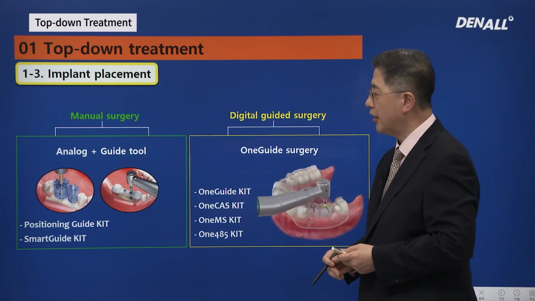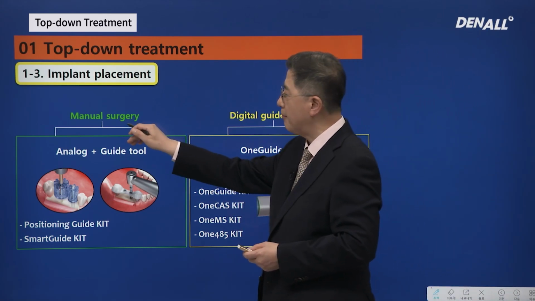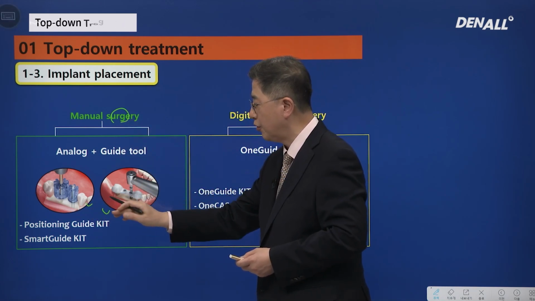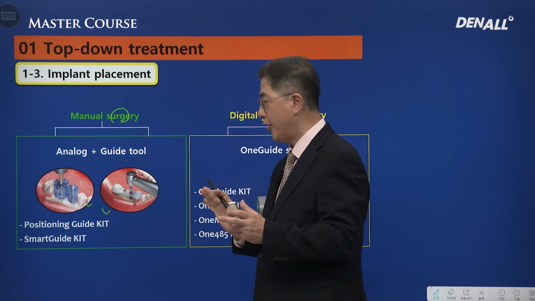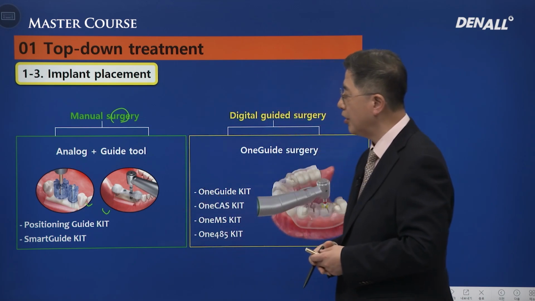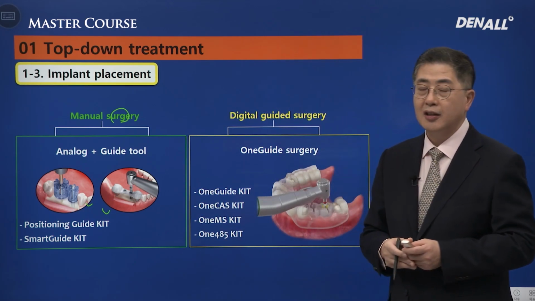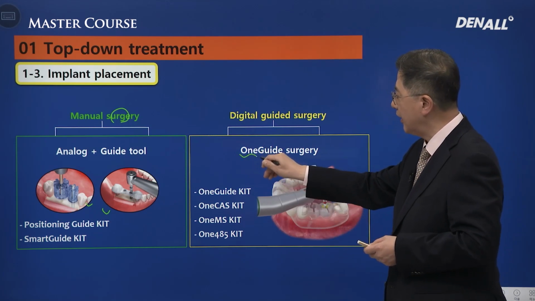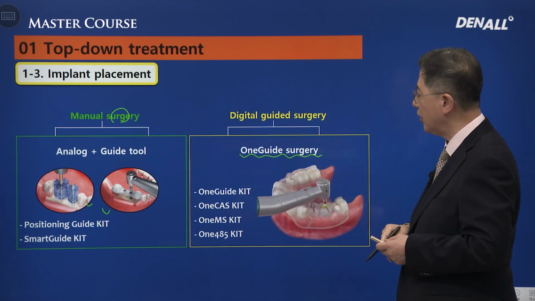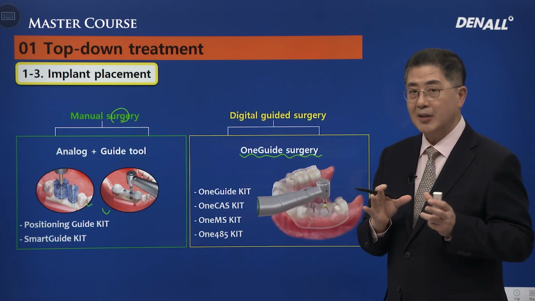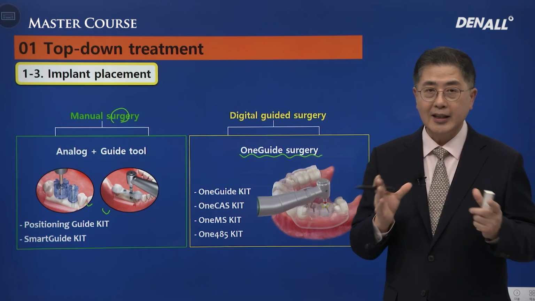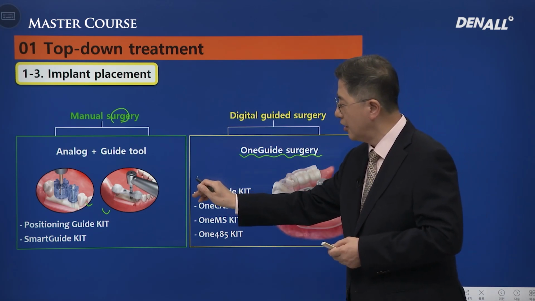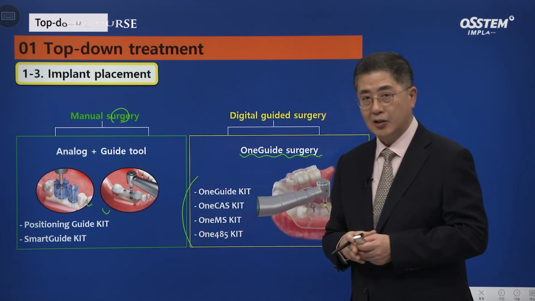At times, you may need to do analog method placement. You can use these tools in that case. These tools are very well-devised tools as well. Personally, I do all surgeries using guide system. I use one guide surgery primarily. Different systems have been developed within one guide system. Apart from the 4 major systems displayed, there are more options available.